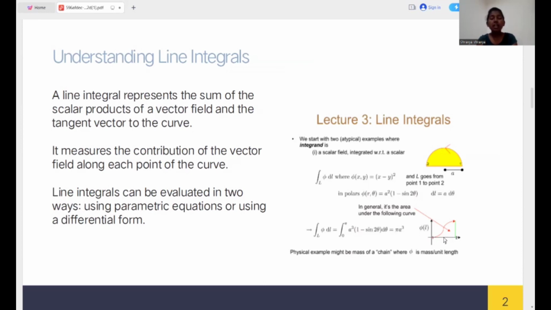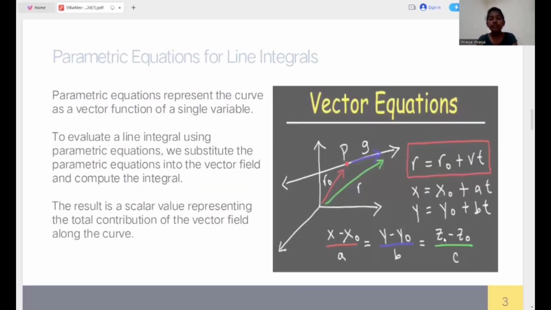Line integrals can be evaluated in two ways, that is, using parametric equations or using a differential form. You can see the line integrals that we start with, two typical examples where the integrand is a scalar field integral. We write that as a scalar.